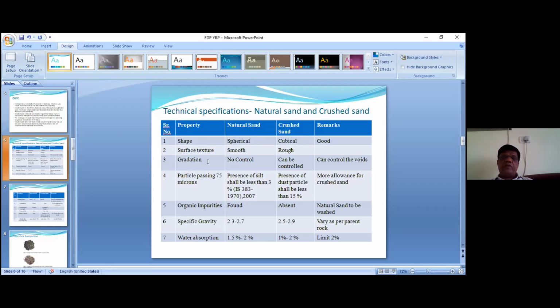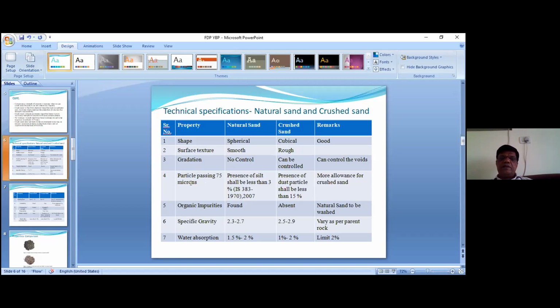Then gradation. We have seen that there is no control over natural sand because it occurs naturally, and whatever sand we get, we have to get the mix design done as per the supply and use that natural sand. Crushed sand is artificial, so we can have full control over it, whatever zone you want. Nowadays crushed sand can be manufactured for plastering, which is very fine sand, as well as for concreting. So the fineness modulus can be easily adjusted in the case of crushed sand.